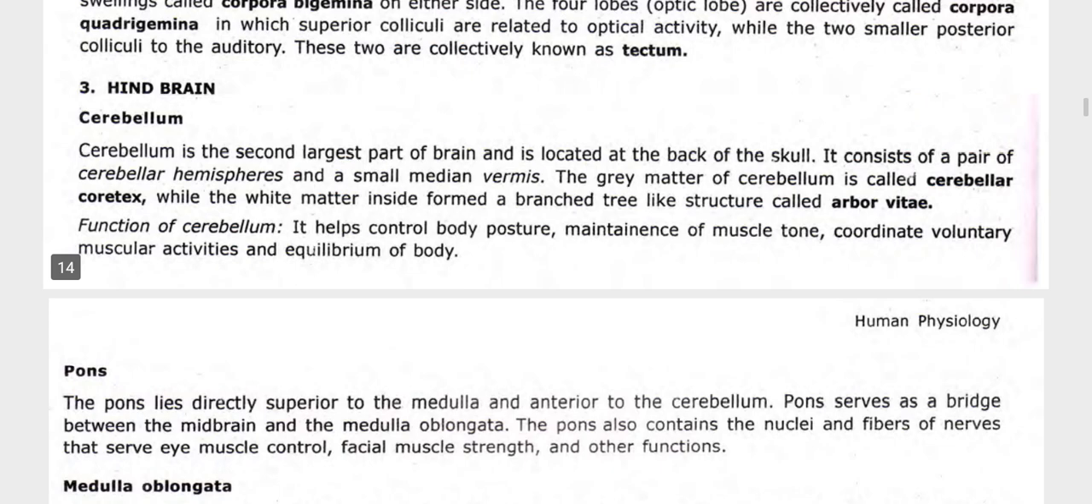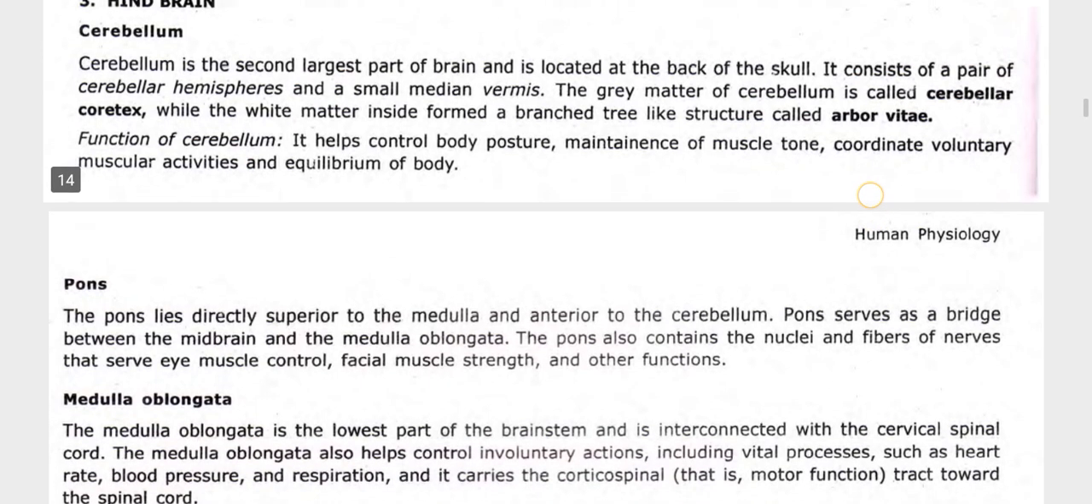Next, hindbrain. The cerebellum is the second largest part of the brain and is located at the back of the skull. It consists of a pair of cerebellar hemispheres and a small median vermis. The grey matter of the cerebellum is called the cerebellar cortex, while the white matter inside forms a branched tree-like structure called arbor vitae. Next, functions of the cerebellum. It helps control body posture, maintains muscle tone, and coordinates voluntary muscular activities and equilibrium of the body.